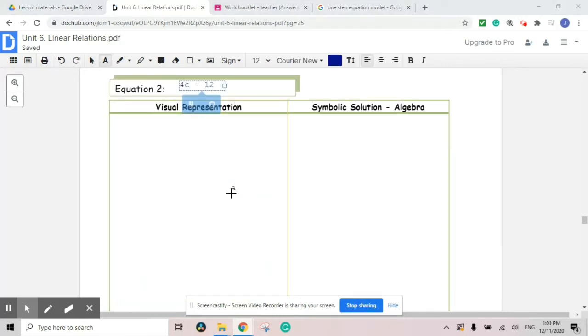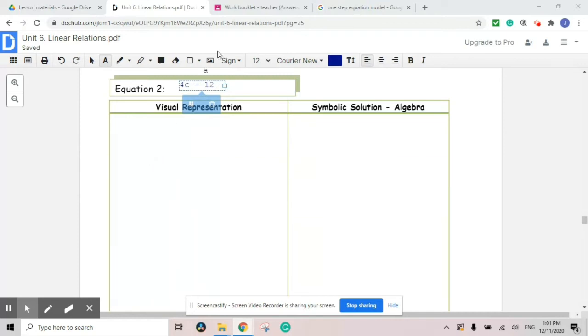The next example I'm going to go through is a slightly different type. 4c is equal to 12. One thing you need to understand is that this is multiplication going on, because with 4 and c you don't see any addition or subtraction. If it was division, you would see 4 over c or c over 4, depending on the situation. Now, without further ado, let's go with our algebra method.